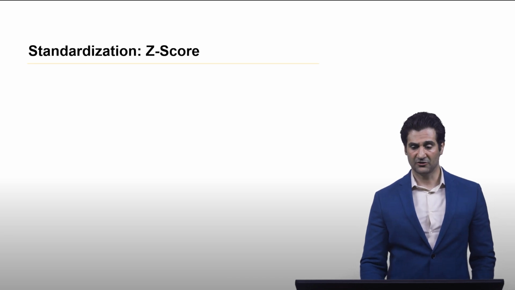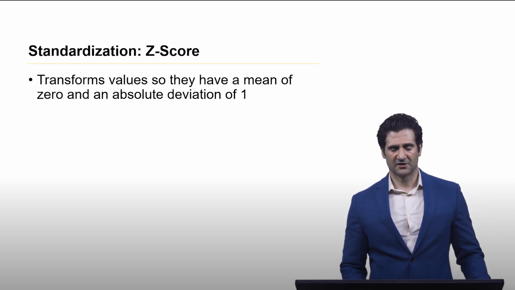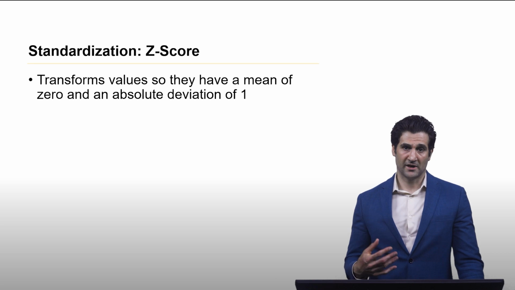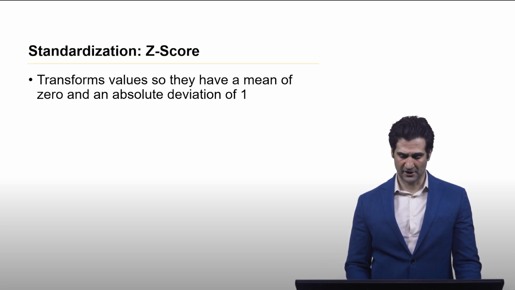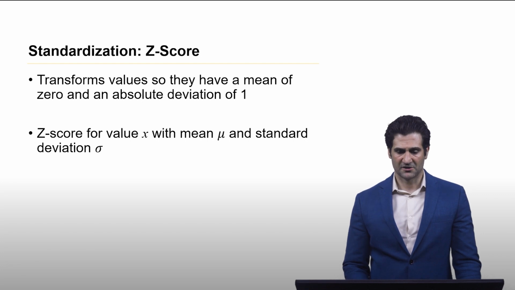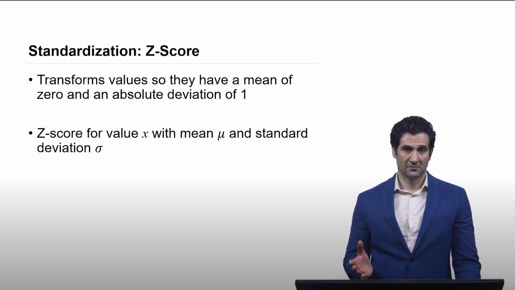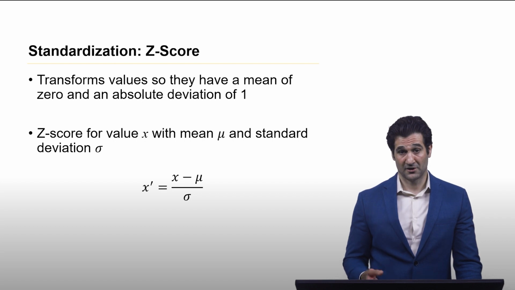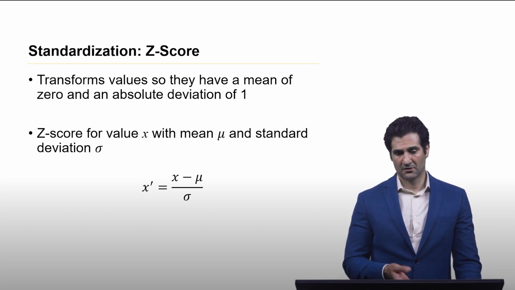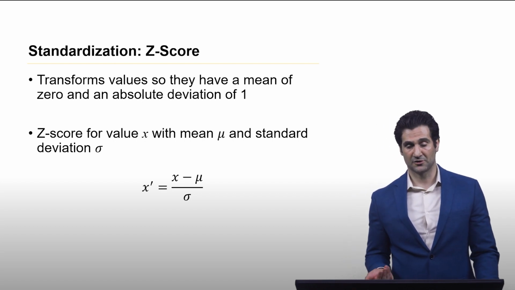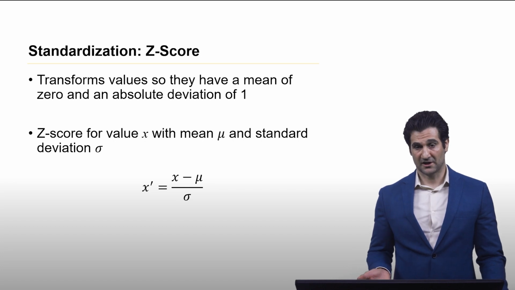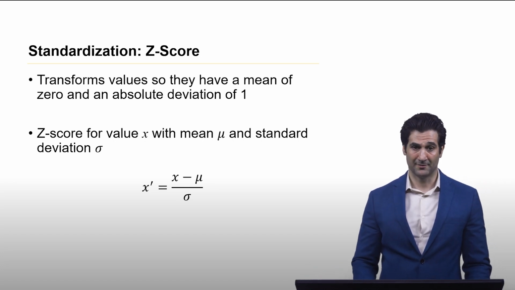The next is a z-score. This transforms your data to have a mean of 0 and a standard deviation of 1. If you have a value x, and the mean of all the feature values is mu and the standard deviation is sigma, we simply use this formula here. You see it resembles standardization, except you're using mean and standard deviation as opposed to minimum and maximum.